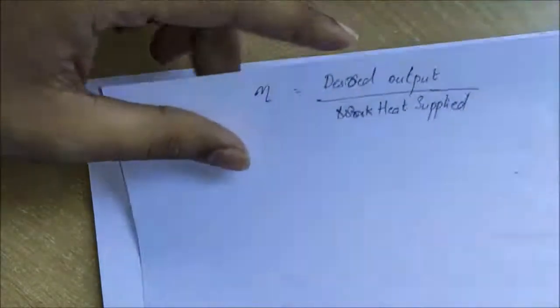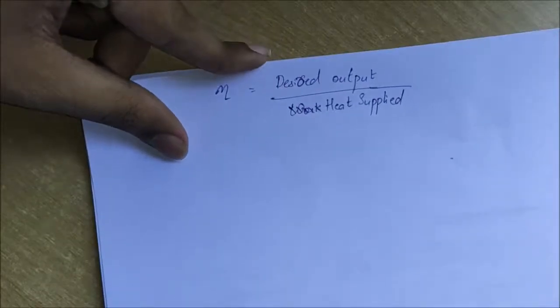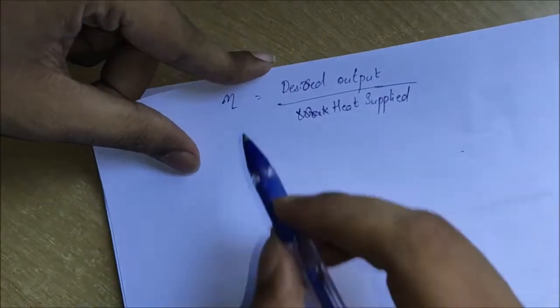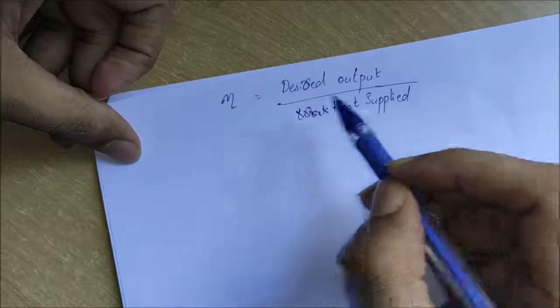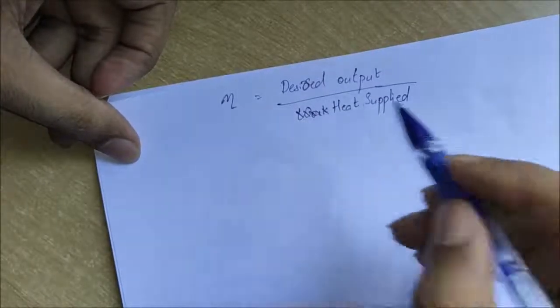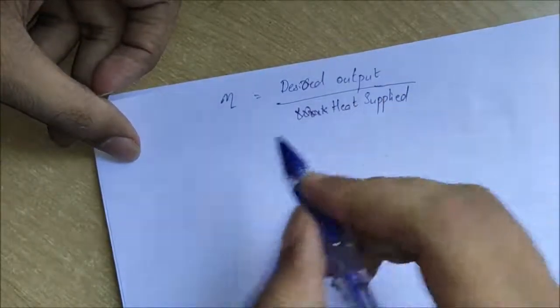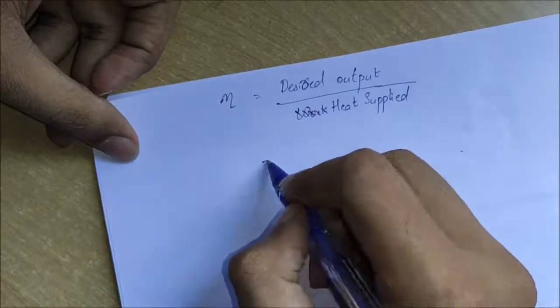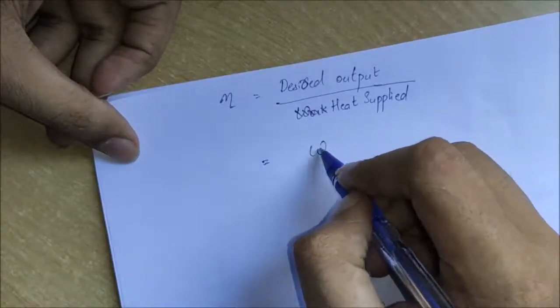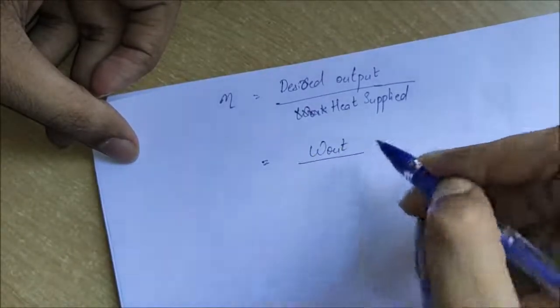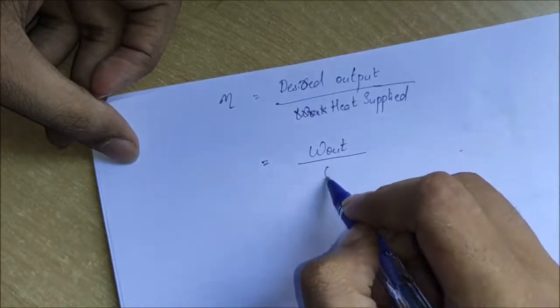Okay, so moving on to the efficiency derivation of the Stirling cycle, we know that the basic definition of efficiency is desired output by heat supplied, right? So what is the desired output here? That is the work output divided by heat supplied. What is the heat supplied? That is Q in. Correct?